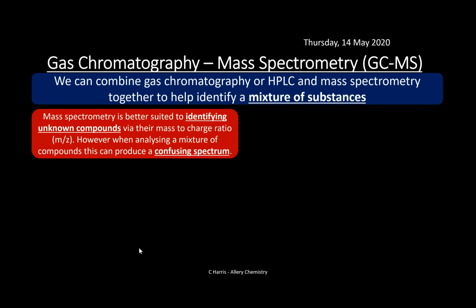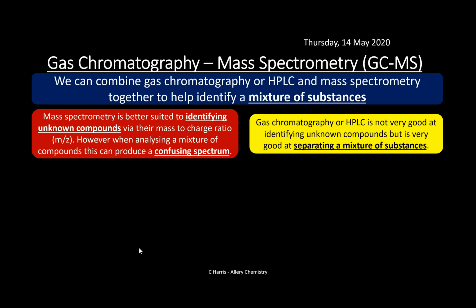Mass spectrometry is much better at identifying compounds via their mass to charge ratio, but analysing a mixture of compounds is going to be very confusing, of course. If you put in three or four compounds in a mixture and put it through a mass spectrometer, you're going to get peaks everywhere because it wouldn't have a clue what is what. Remember, it's just measuring mass. So what we can do is use a separating technique such as GC or HPLC.